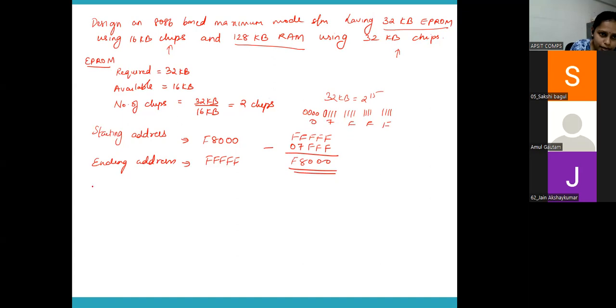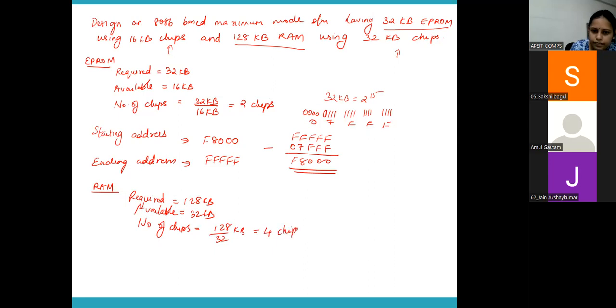Now, Komal, tell me the starting and ending address of RAM also. For RAM, required is 128 KB. Available is 32 KB. So number of chips is 128 by 32. How much is it? 4 chips, right? 4 chips.